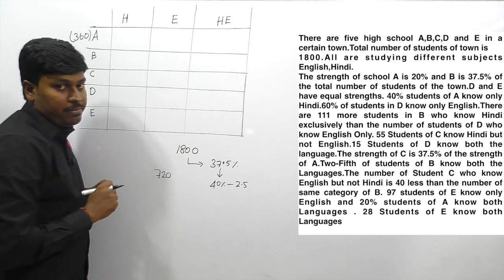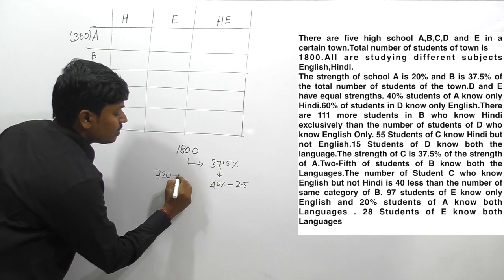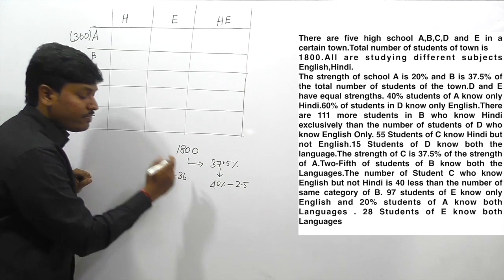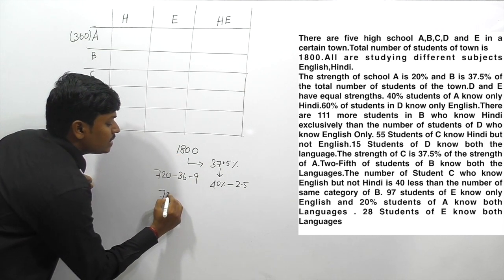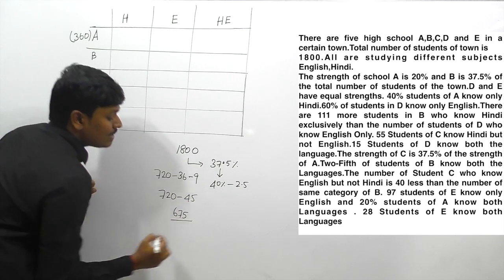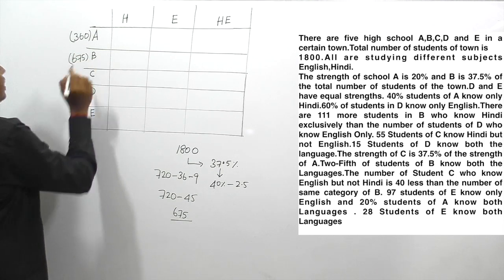What about 2.5%, friends? 1% is 18, 2% is 36. So 36, remaining is 0.5. 1% is 18, so 0.5 will be 9. So I can say that 720 minus 45, the resultant will be 675. So I can say that 675 students are studying in school B.